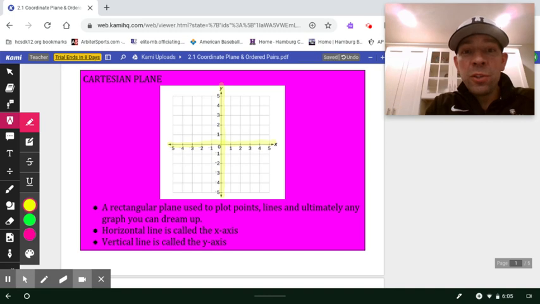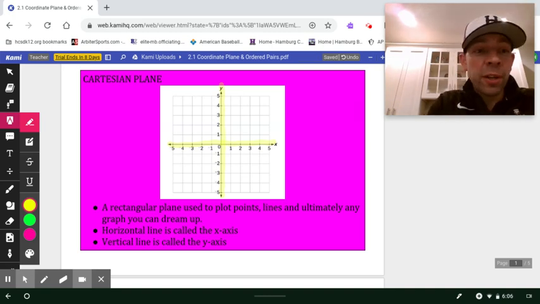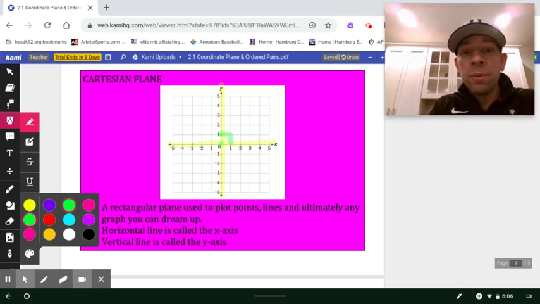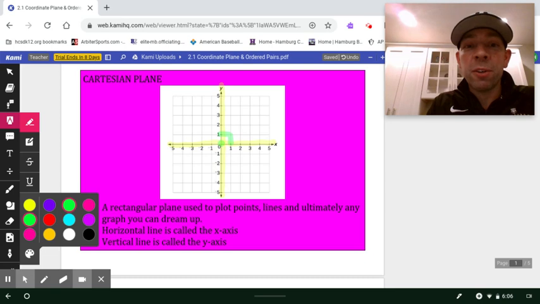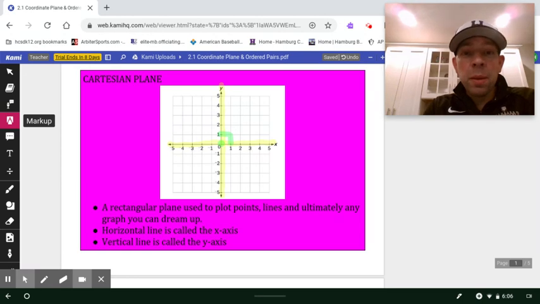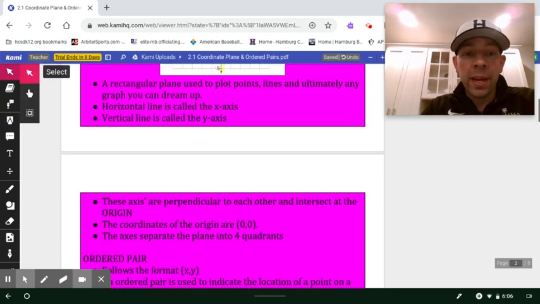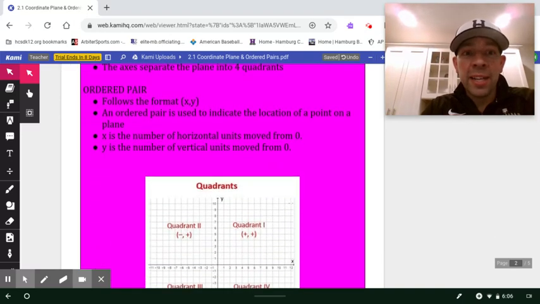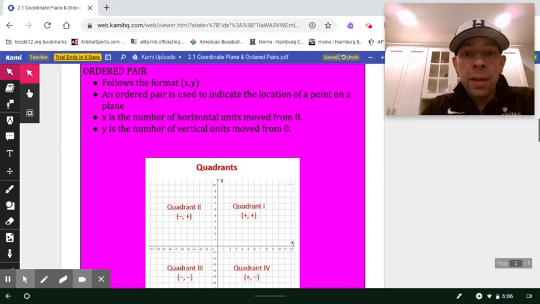These two axes are perpendicular to each other, meaning they make a right angle right here. And they intersect at something called the origin. The ordered pair of the origin is 0, 0. The x-coordinate is 0, as well as the y-coordinate. Now, these axes create 4 different quadrants. And we'll talk about those specifically.